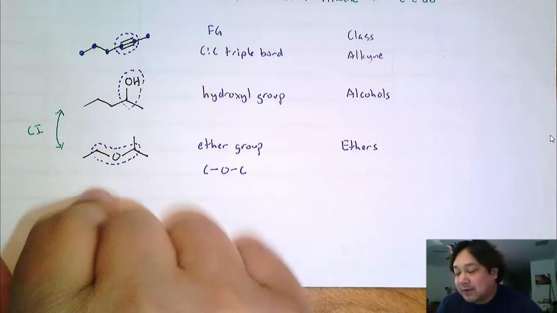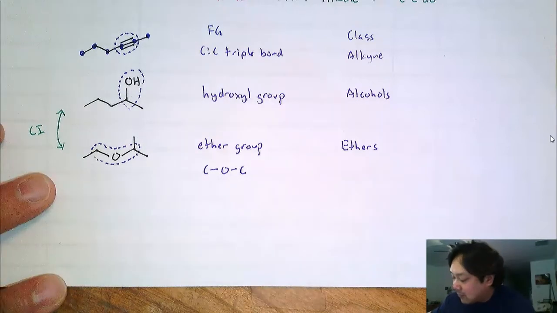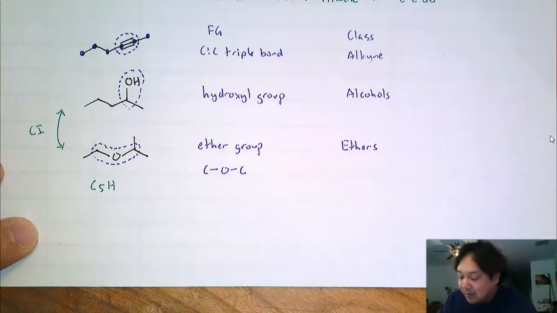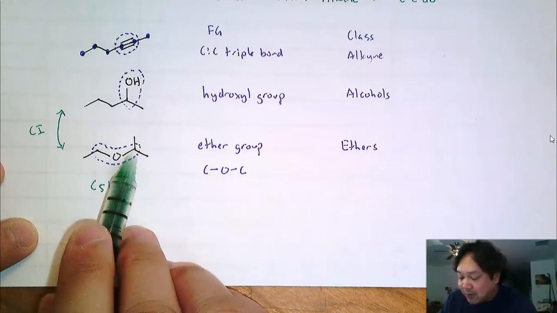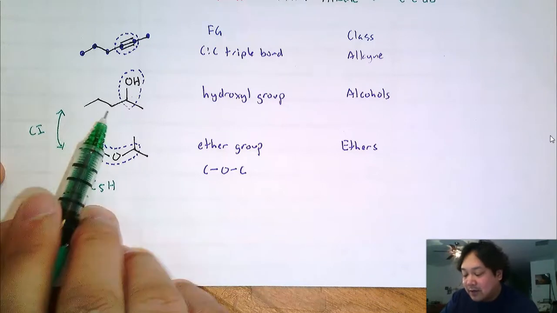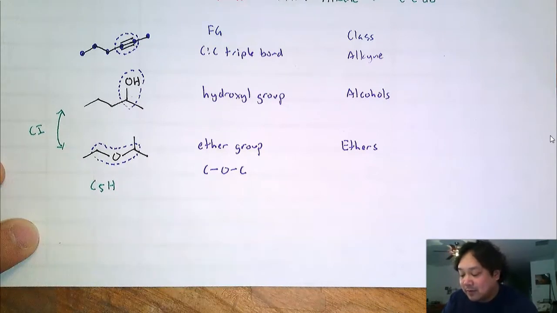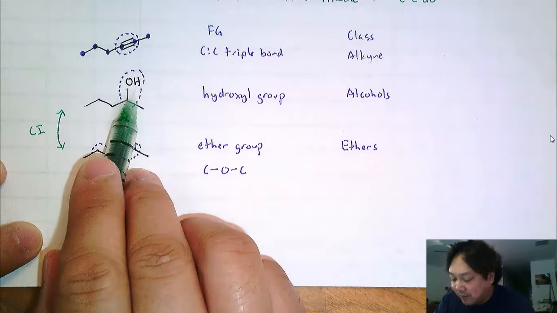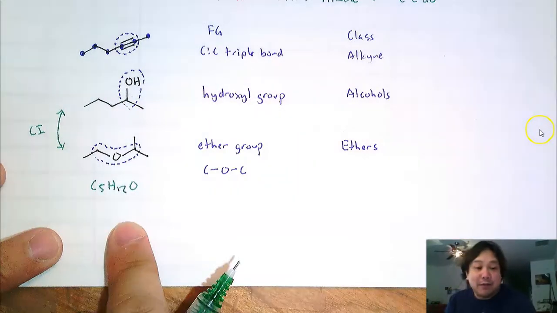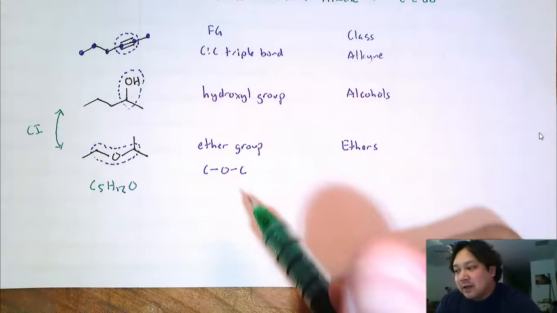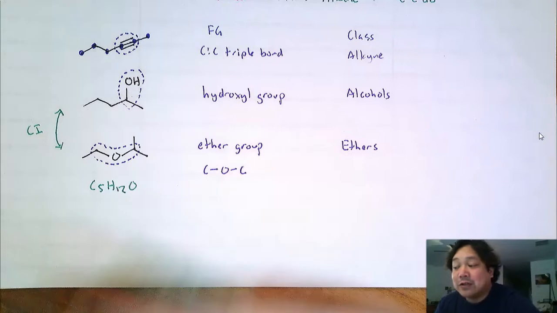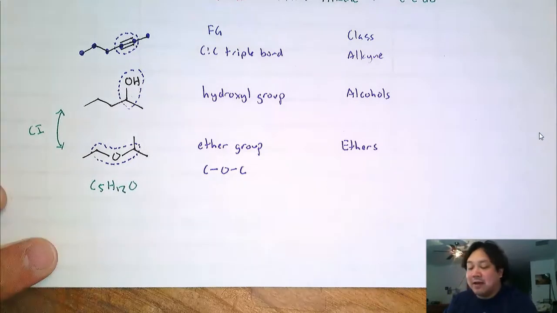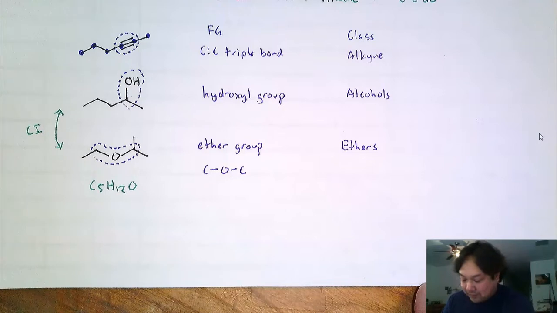That's a cool trick, because if you're given a formula, the formula for this is what? It's C5H, 1, 2, 3, 4, 5, 6, 7, 8, 9, 10, 11, 12. You could pause the video and see if this alcohol has 12 hydrogens as well. 1, 2, 3, 4, 5, 6, 7, 8, 9, 10, 11, 12. Alright, they have the same molecular formula. I like knowing this because molecules that are alcohols have constitutional isomers that are also ethers. Alcohols and ethers can be constitutional isomers of each other.